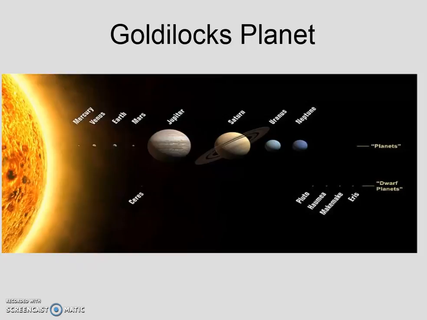And so the Earth is described as a Goldilocks planet, and it is located at a very strategic location in the universe where it's not too hot, not too cold. We're able to have an environment that has an atmosphere. That atmosphere protects us from harmful radiation that's coming from the sun.